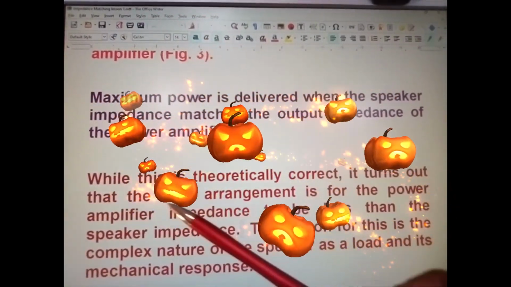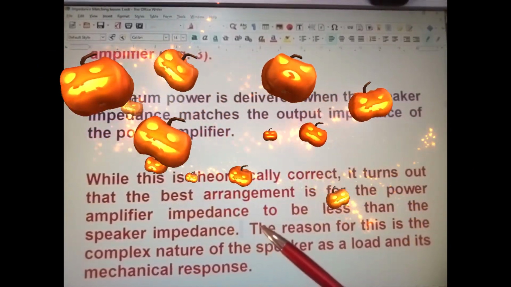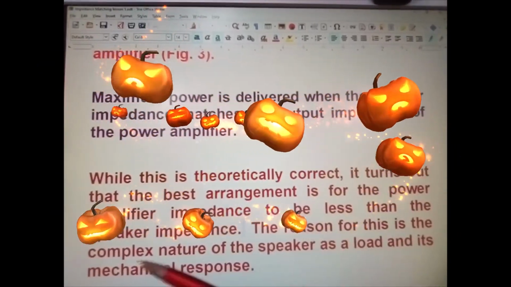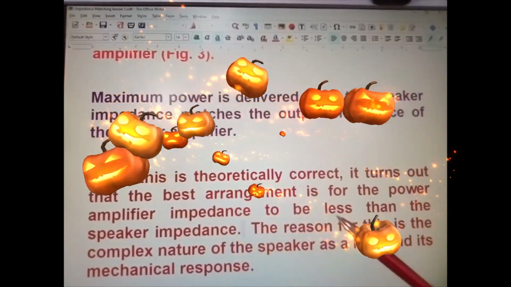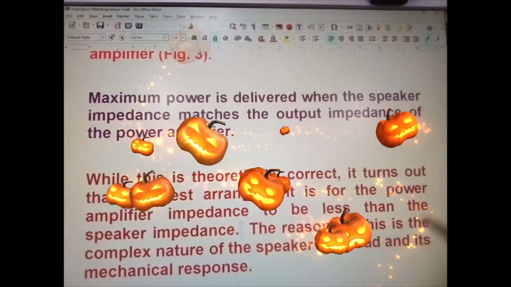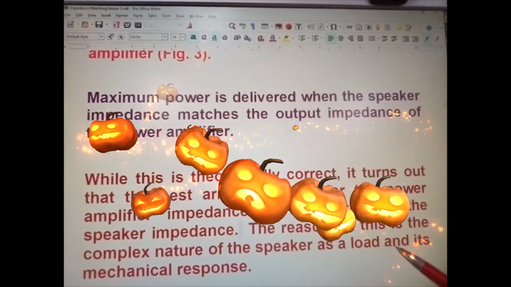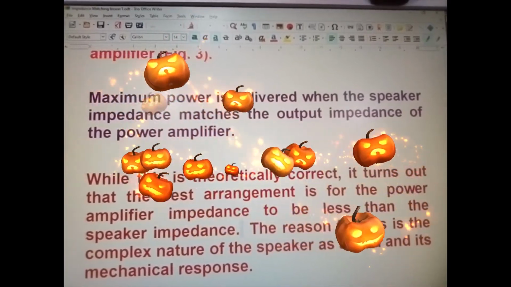Now, while this is theoretically correct, it turns out that the best arrangement is for the power amplifier impedance to be less than the speaker impedance. The reason for this is the complex nature of the speaker as a load and its mechanical response.